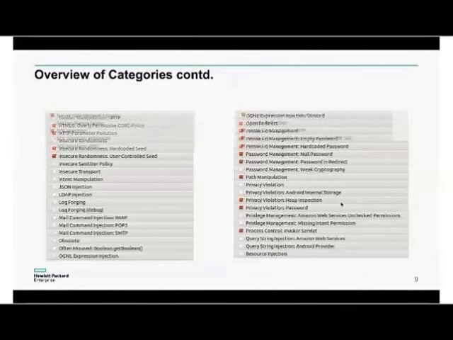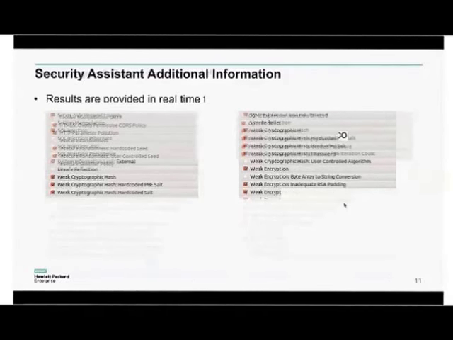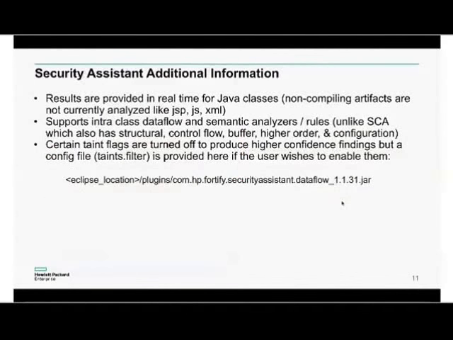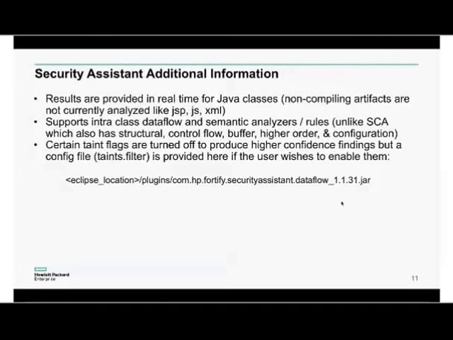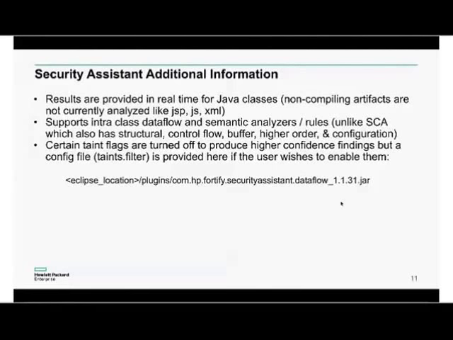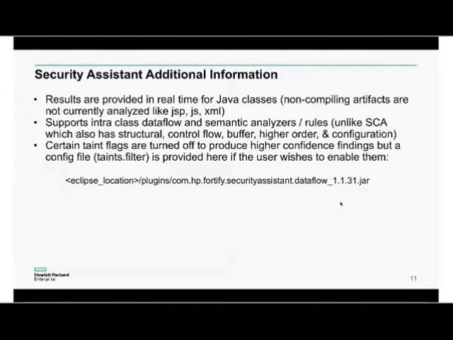And as we get to a few additional pieces of information that will be really helpful to users of Security Assistant, the results are provided in real time specifically for Java classes. That means that non-compiling artifacts, like if you think about a traditional Java EE web application like JSP, JavaScript, XML, those today are not supported. So you're only going to find issues that are actually written in actual Java code today. So if you are testing Security Assistant now, it's very helpful to know what your expectations can be about the types of vulnerabilities we can find.